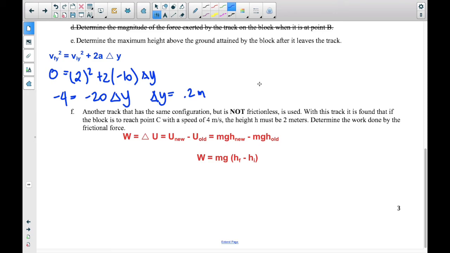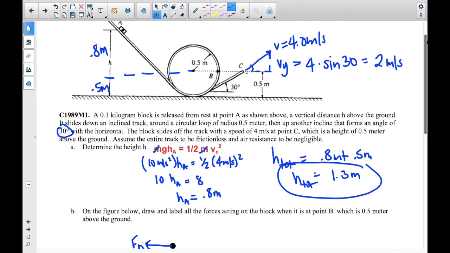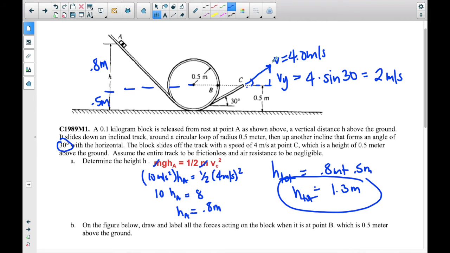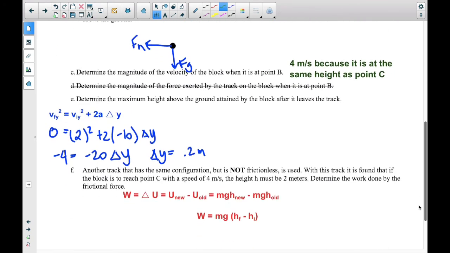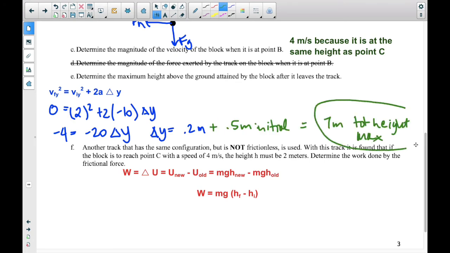Now, once again, that's not our total. We have to look back at the picture, because what we're saying is it's going to leave here and it's going to go up 0.2 meters above here, and then it's going to come back down, right? Well, that's 0.2 meters above that, but that point was 0.5 meters above the entire thing. So we have to add on that initial 0.5 meters. And so our answer is 0.7 meters is the total maximum height that it achieves.